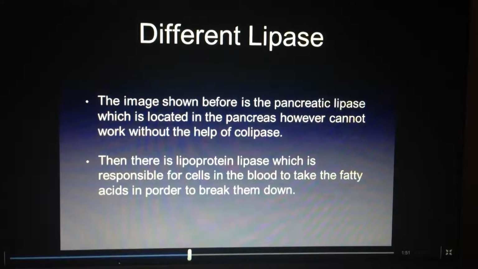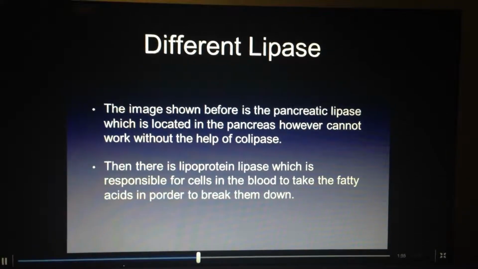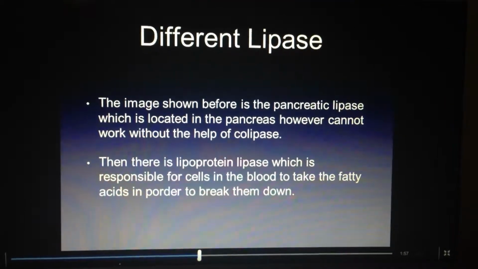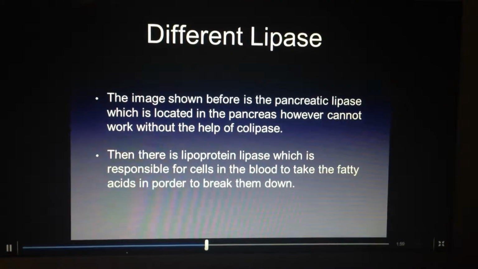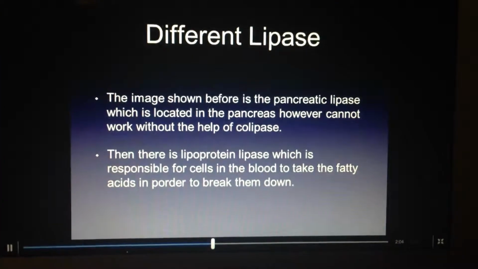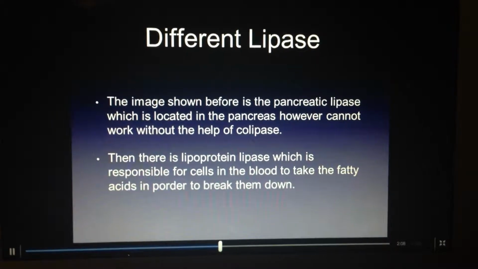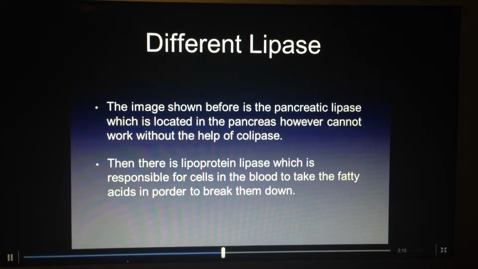There are also different kinds of lipase. For instance, the picture shown before was a pancreatic lipase, which is found in the pancreas and is secreted. However, it cannot work without the help of colipase. Then there is lipoprotein lipase, which is responsible for cells in our blood to take the fatty acids in order to break them down.